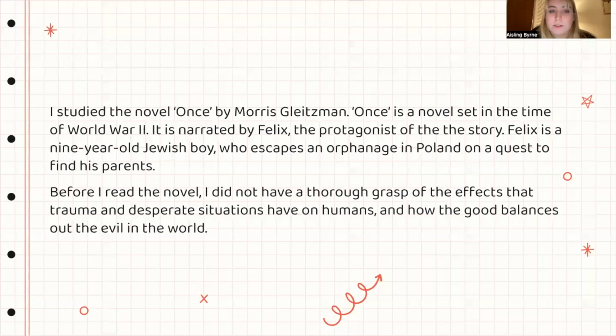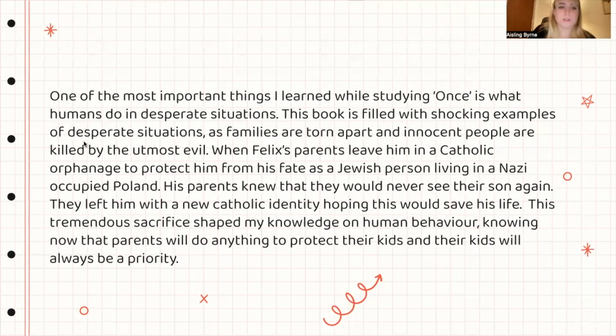So we're going to read through an example answer here. So I studied the novel Once by Morris Gleitzman. Once is a novel set in the time of World War II. It is narrated by Felix, the protagonist of the story. Felix is a 9-year-old Jewish boy who escapes an orphanage in Poland on a quest to find his parents. Before I read the novel, I did not have a thorough grasp of the effects that trauma and desperate situations have on humans, and how the good balances out the evil in the world. So that was our kind of introduction there.